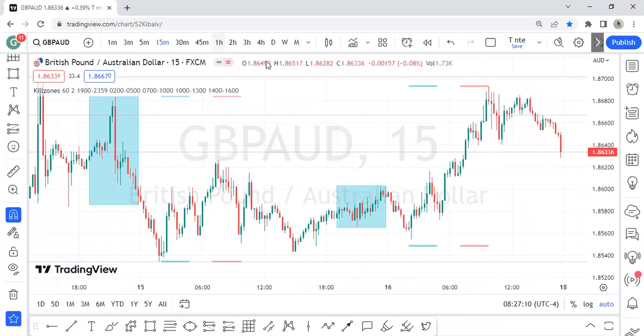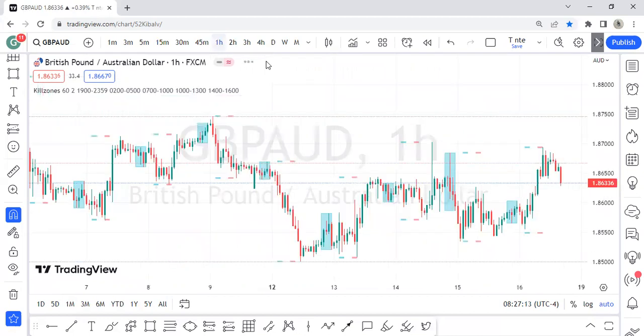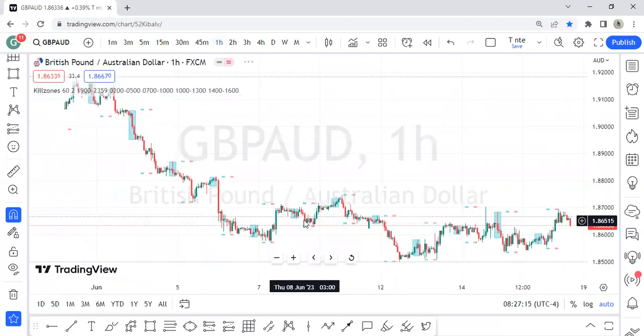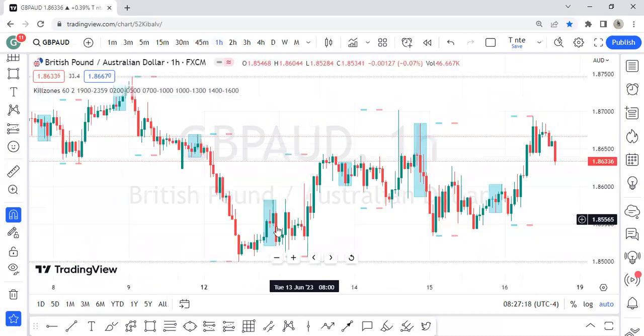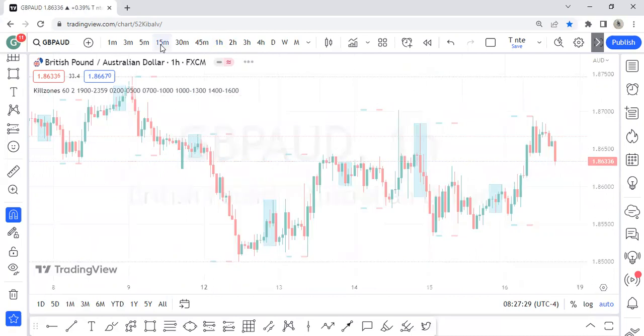On the higher time frame, this is bullish. Look at the 1 hour now. You can see the market is obviously bullish on the higher time frame. Why? Because the market has been making new highs. So let's go back to the 15-minute time frame.